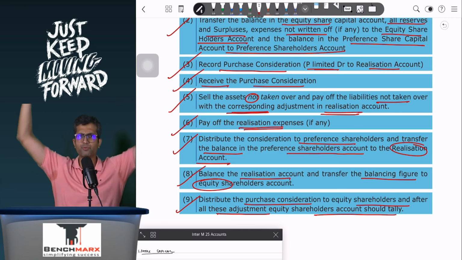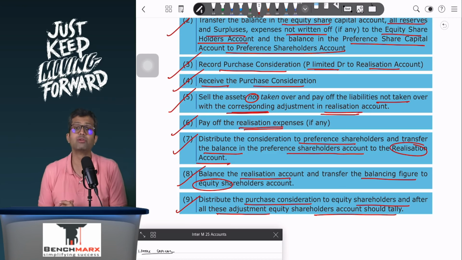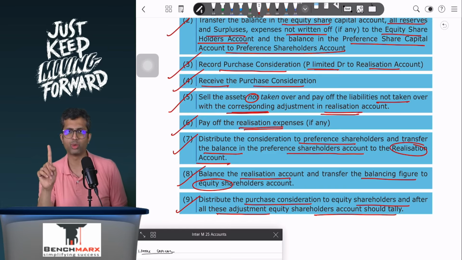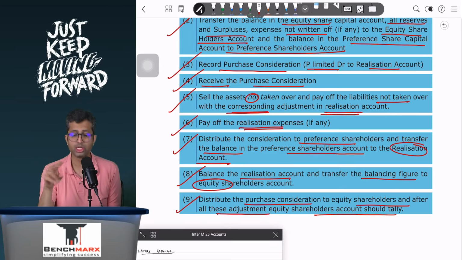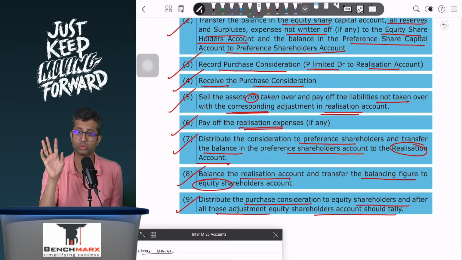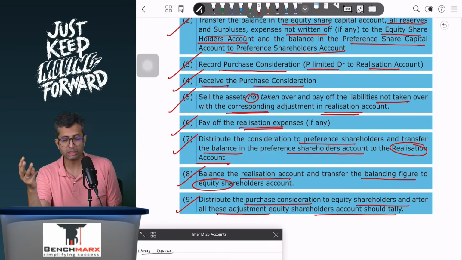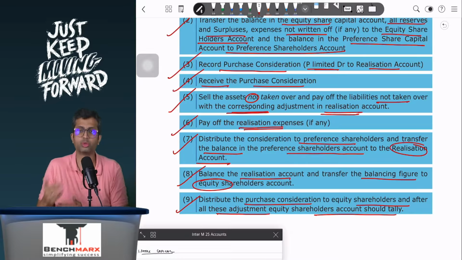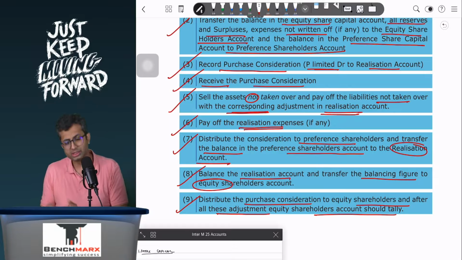So in a full-fledged question, there will be 9 total steps. First, transfer all assets and liabilities at book values in the realization account. Second, transfer share capital and reserves to the equity shareholders account and preference shareholders account, as the case may be. Third, you will record the PC, then you will receive the PC.